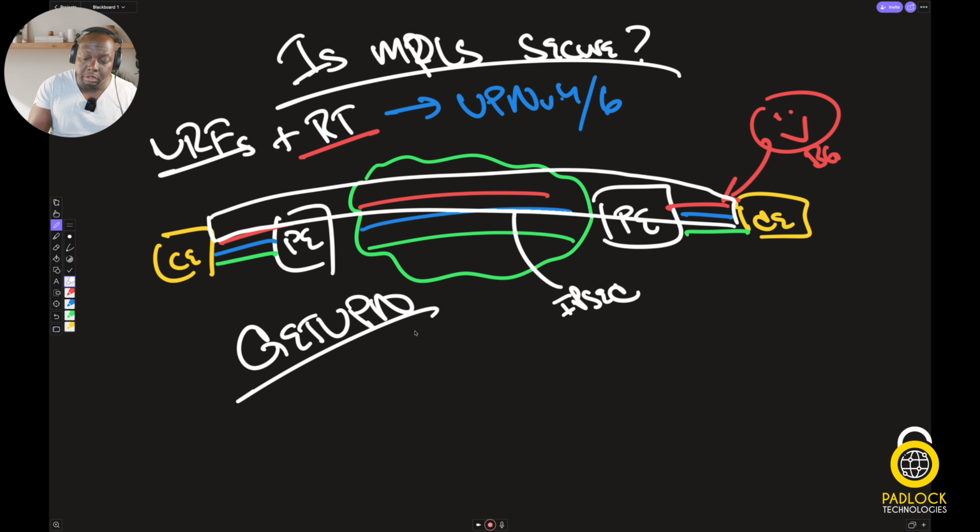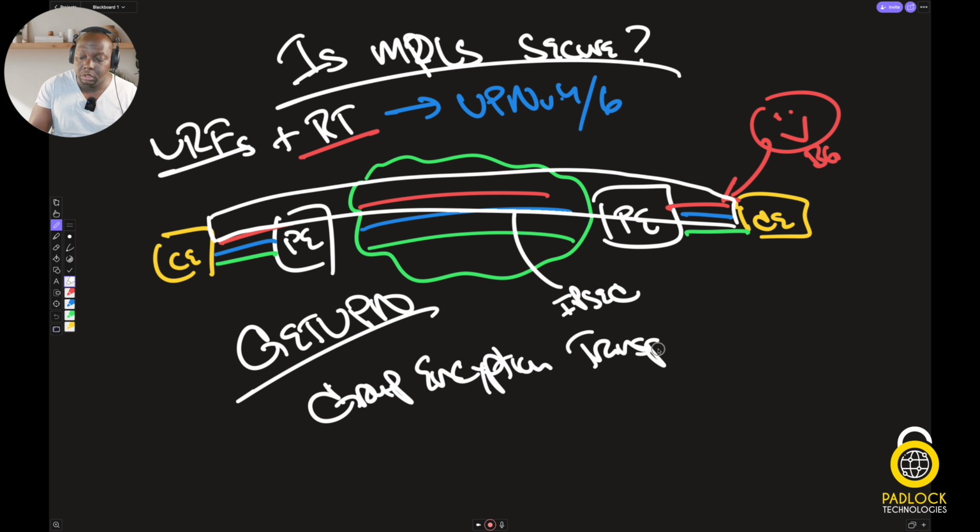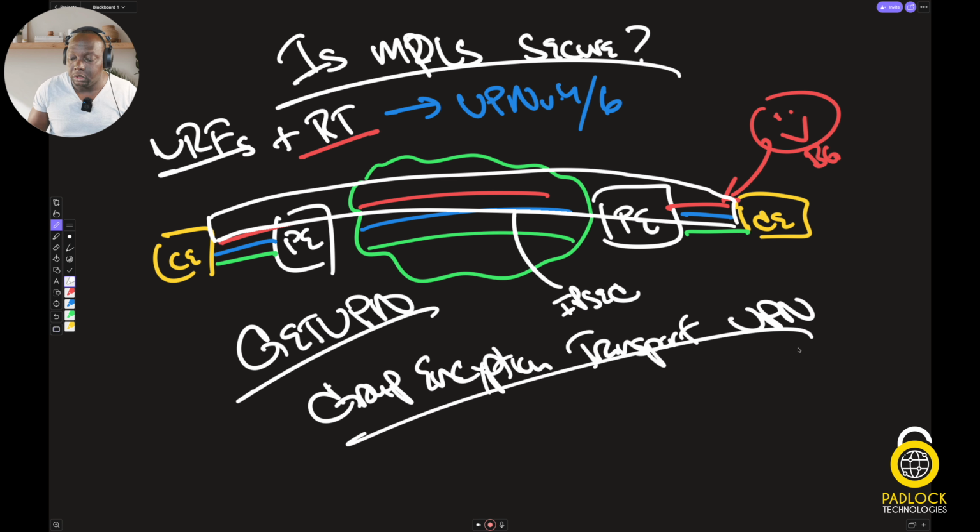So GET VPN stands for Group Encryption Transport VPN. That's what it stands for. Basically, it's going to involve a couple of things. Obviously, CEs are going to be involved. Then there's this thing called key servers. And then obviously MPLS is going to be involved in this, right? So how does that look?